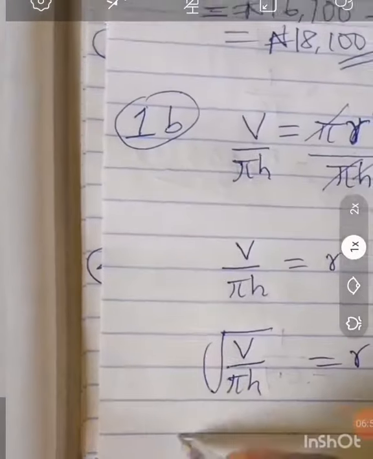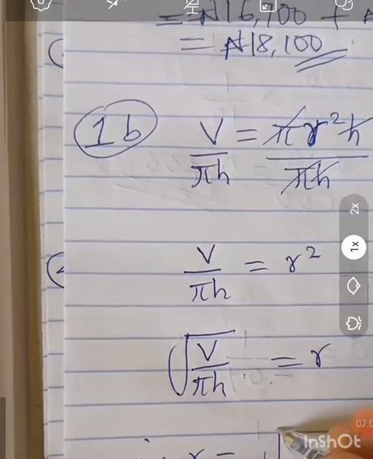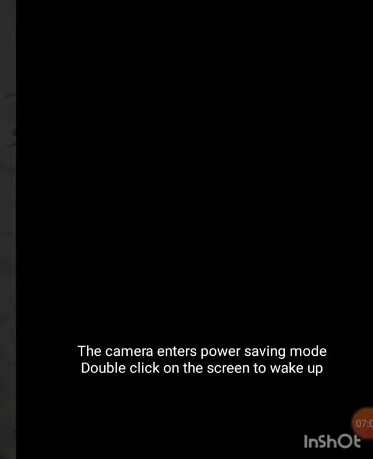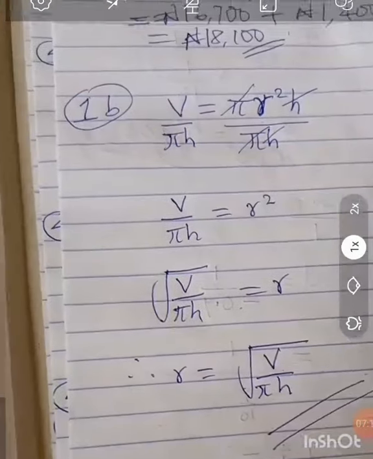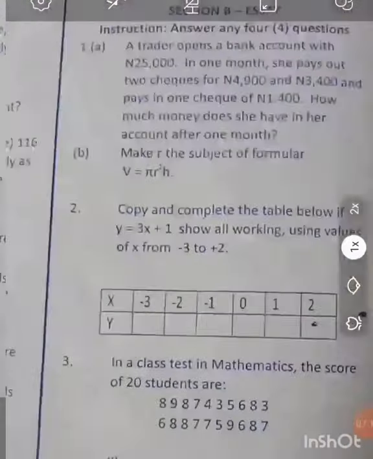So you can now say, therefore, if you want to arrange it, r is equal to the square root of v all over pi h. So with that, we have actually solved that. That is the answer to that question. Now, question number 2, quickly.